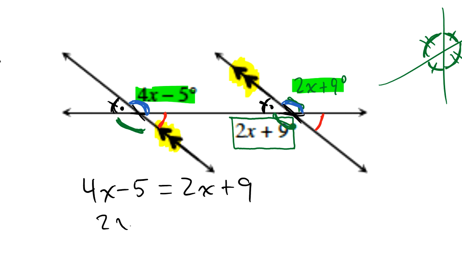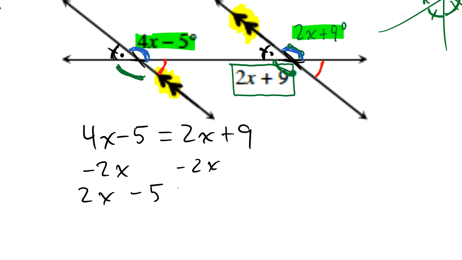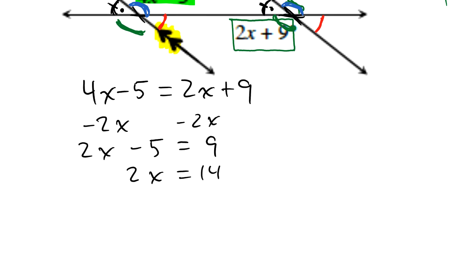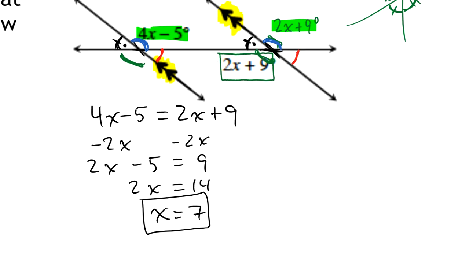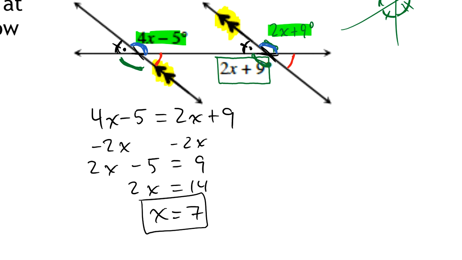So take away 2x from both sides. We've got that 2x minus 5 is equal to 9. And I can add 5 to both sides. 2x has to be 14, and if I divide both sides by 2, I get that x has to be the number 7.